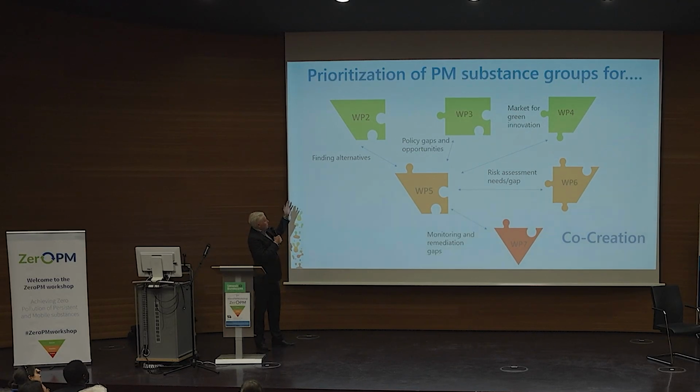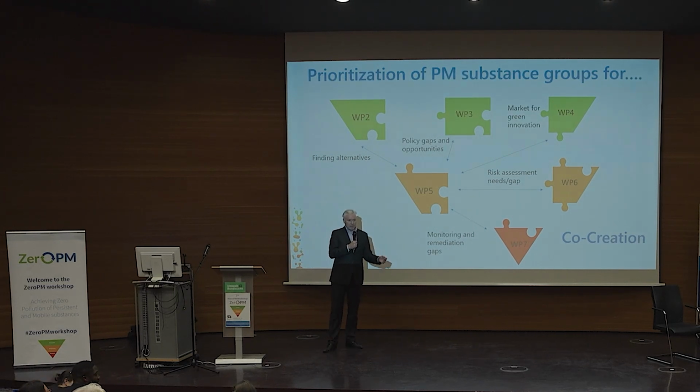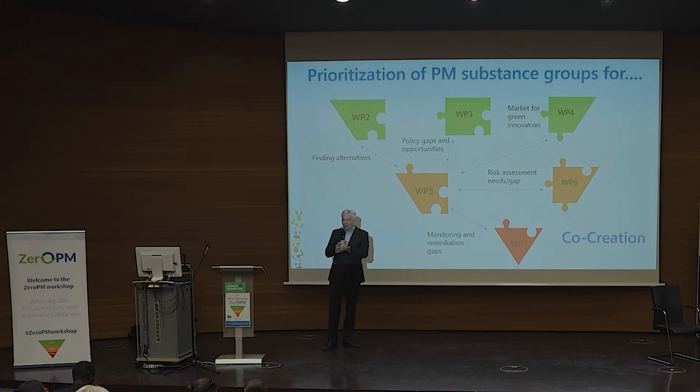With our work package 2 and alternative assessments, we talk about opportunities to find alternatives, what type of approaches we can make to find alternatives, especially if it's persistent mobile substances. Maybe there are already existing alternatives on the market that could help us look at that substance group. We're also looking at policy gaps and opportunities. Where are there opportunities to make a regulation for a particular group? This is part of the work of work package 3.